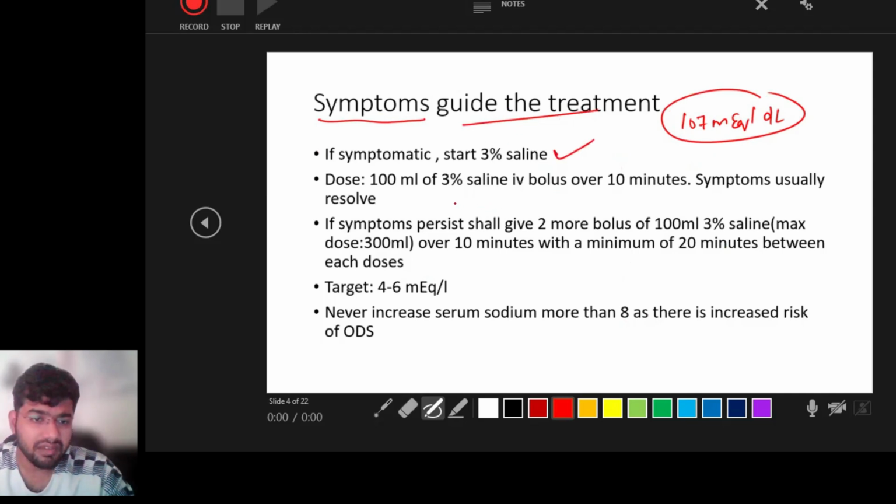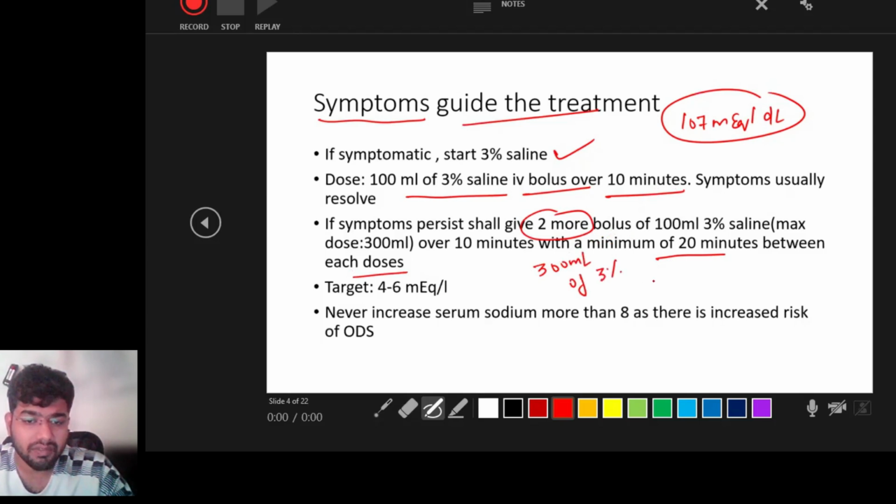Okay, how to give? We can start with 100 ml of 3% saline as a bolus, which shall be given over 10 minutes. With this one bolus, symptoms usually resolve, as I saw in my experience. If symptoms persist even after one bolus, we can give two more boluses of 3% saline, that is 100 ml of 3% saline each, over 10 minutes with a minimum of 20 minutes between each dose. So 300 ml of 3% saline can be given over 1 hour.